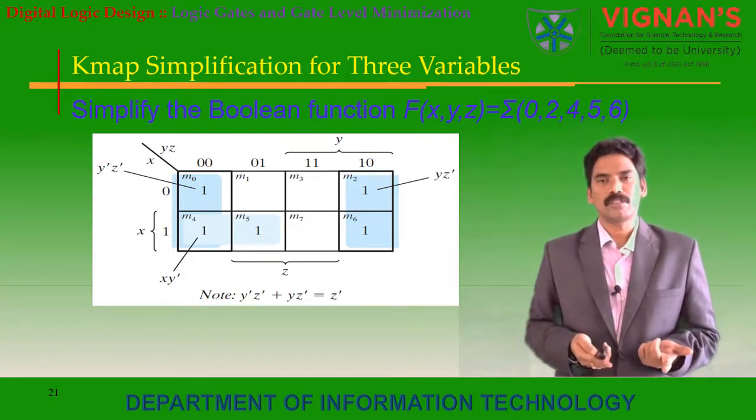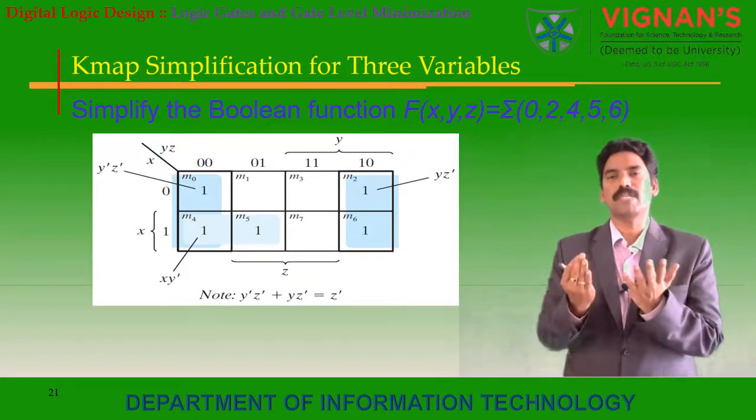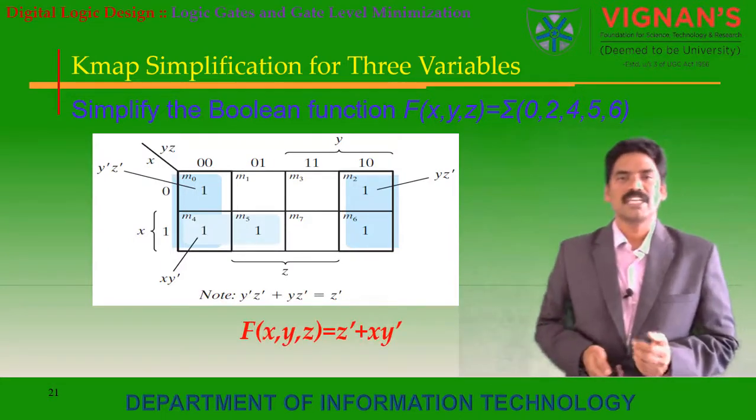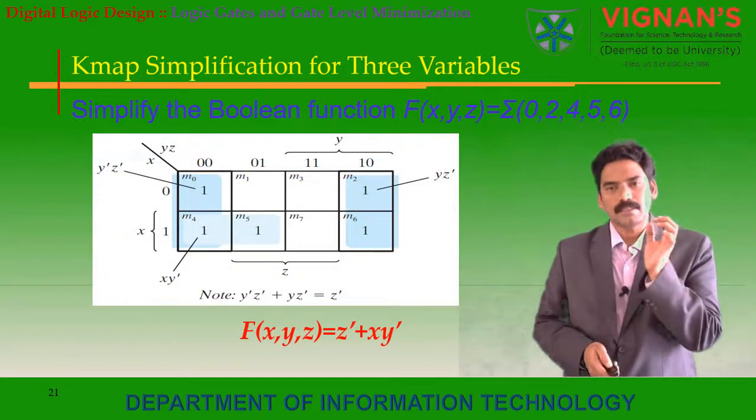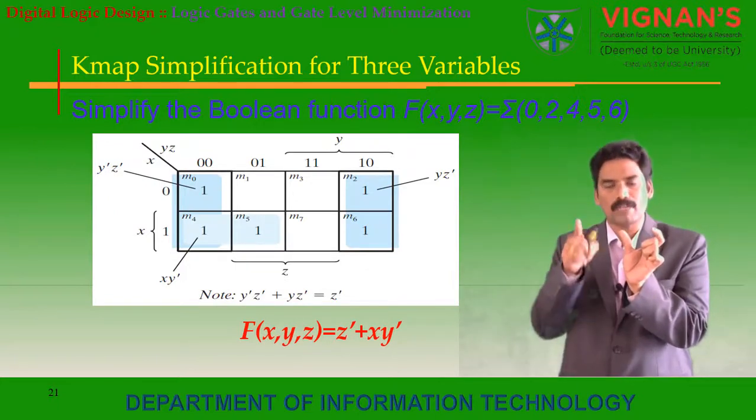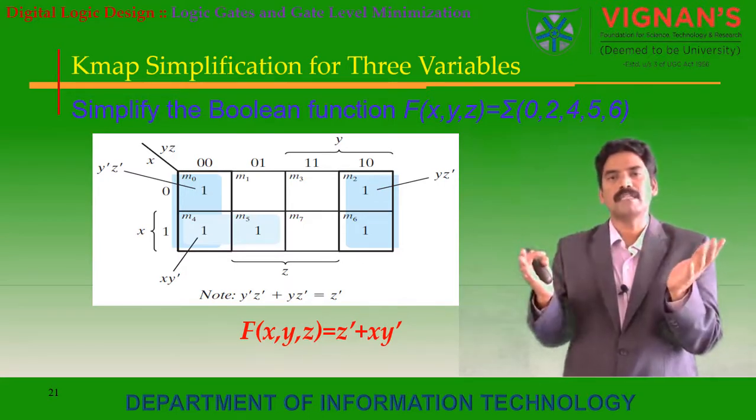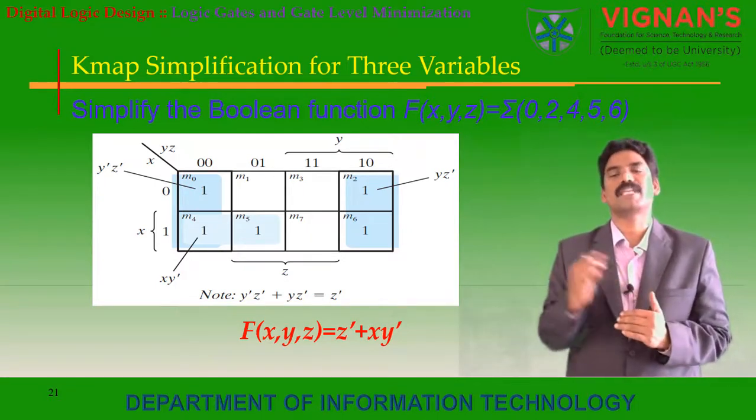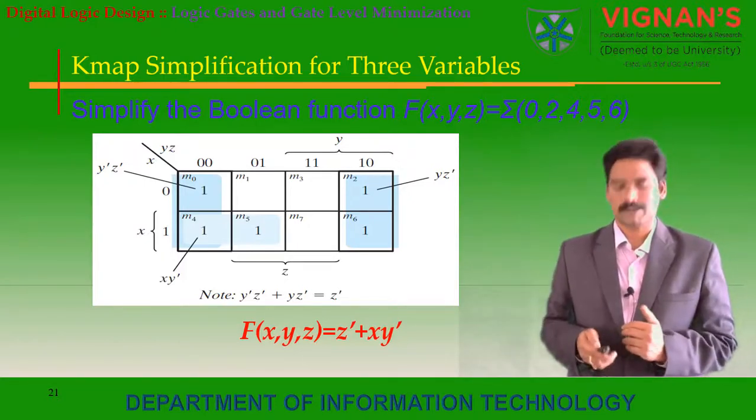Which grouping is possible? With wrapping, 4 grouping is possible and 2 grouping is possible. Now, what is the simplified expression for this? F of x y z is equal to x y bar, that is the 2 grouping, 2 variable grouping, and for 4 grouping z bar is the finalized expression. So, the expression is f of x y z is equal to z bar plus x y bar. This is the finalized expression for this.